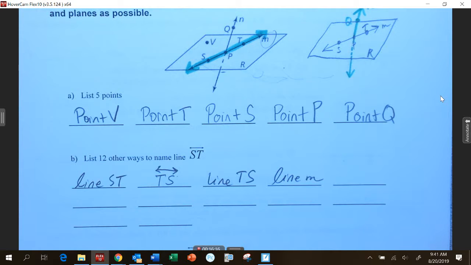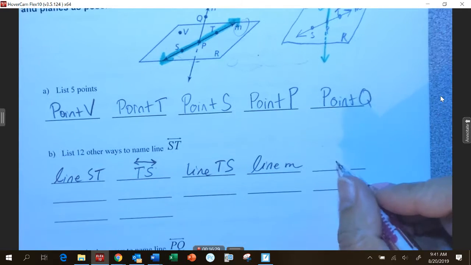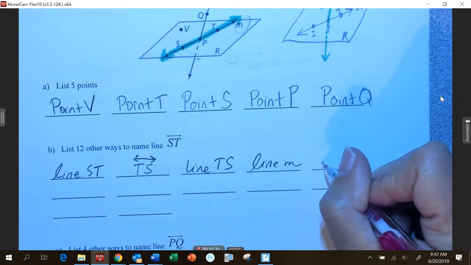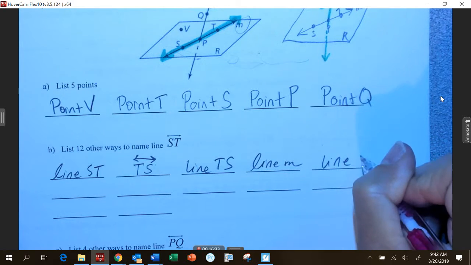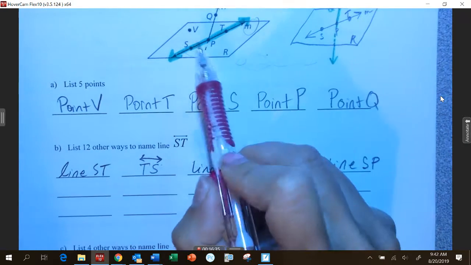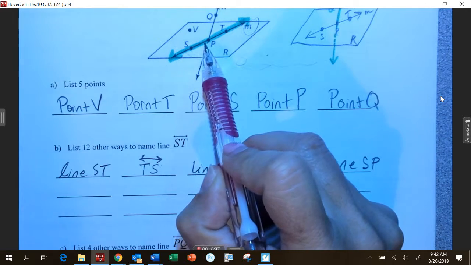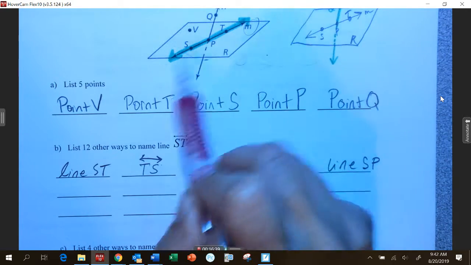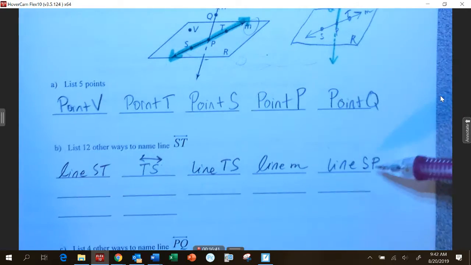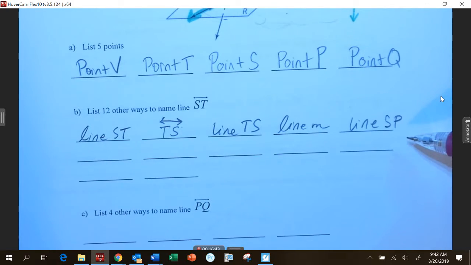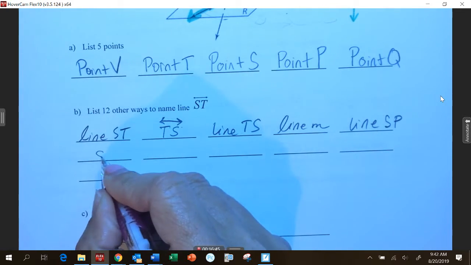Kylie. Line SPP. Almost. Line SP. Yes. We can't name it with 3 letters, just 2 letters. So we're going to say, I'll write it in words first. Line SP. Because if I'm doing the line that goes through SP, it's the same line that goes through ST. It's the same line. So now from that one, if I have line SP, let's write SP with symbols.